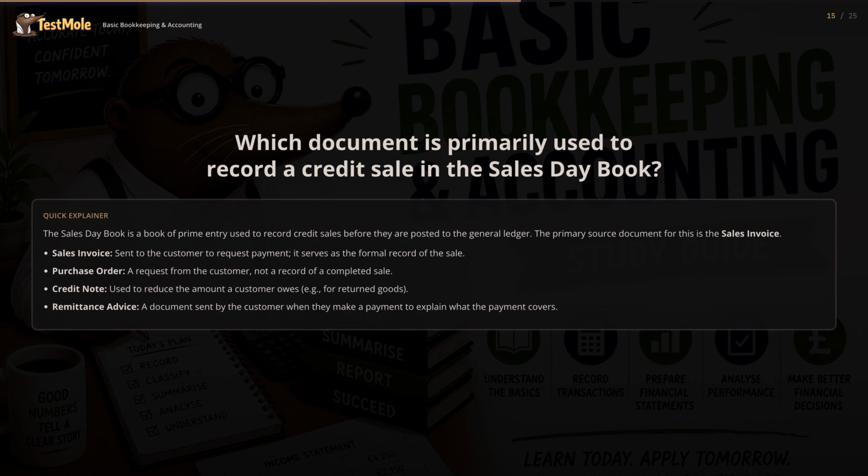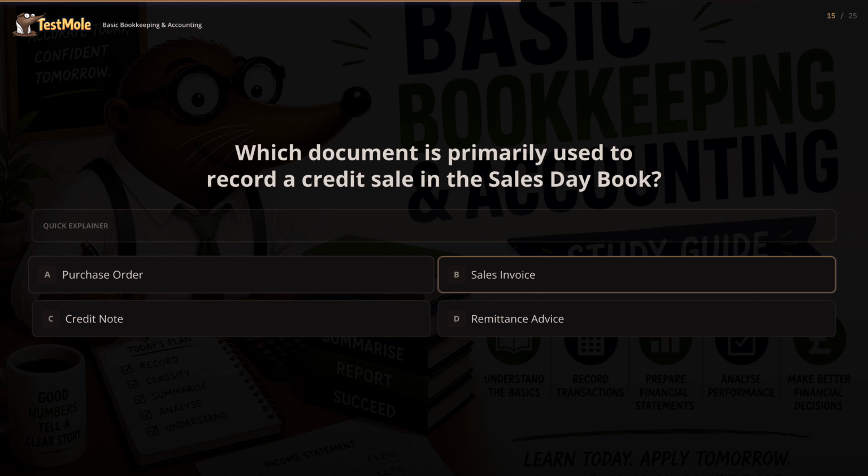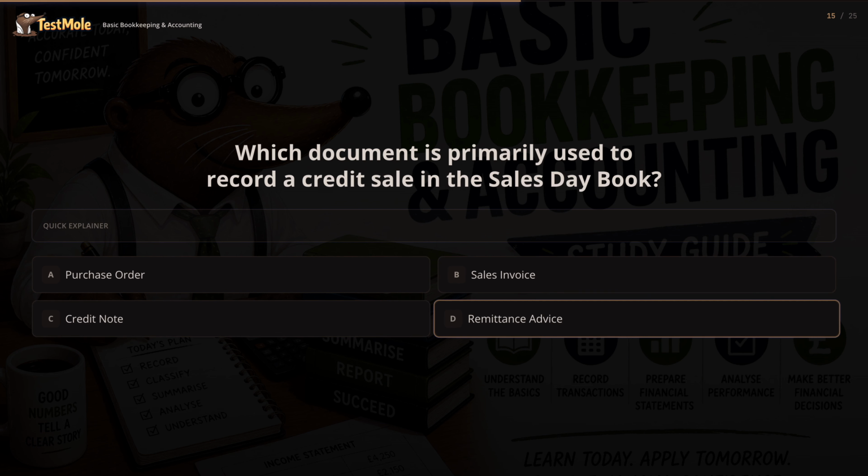Purchase order: a request from the customer, not a record of a completed sale. Credit note: used to reduce the amount a customer owes, e.g., for returned goods. Remittance advice: a document sent by the customer when they make a payment to explain what the payment covers. Here are the options. A. Purchase order. B. Sales invoice. C. Credit note. D. Remittance advice.